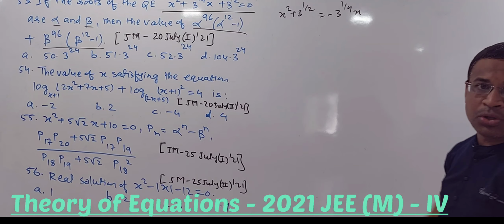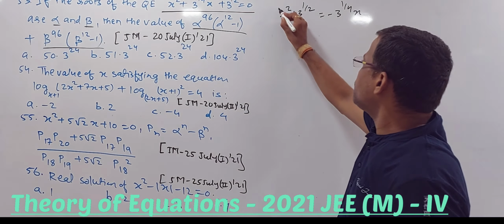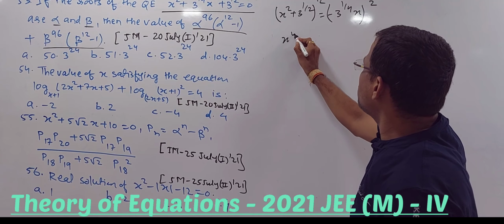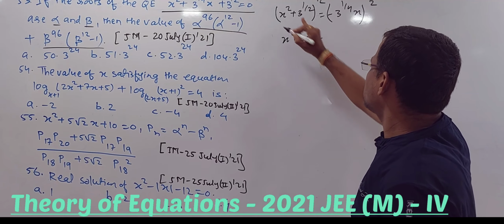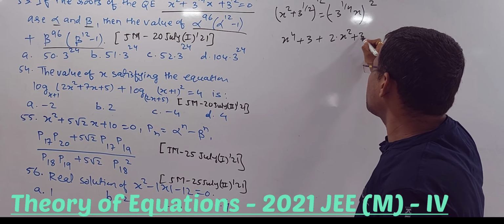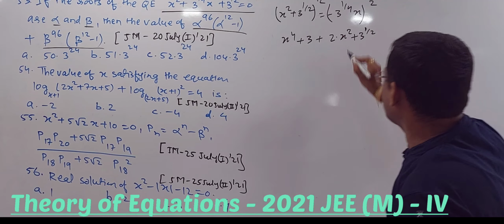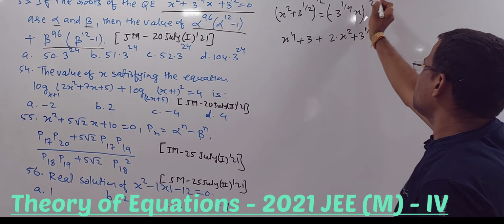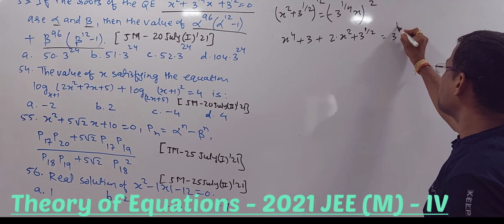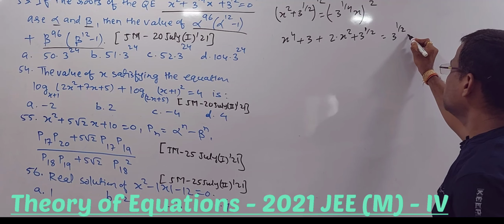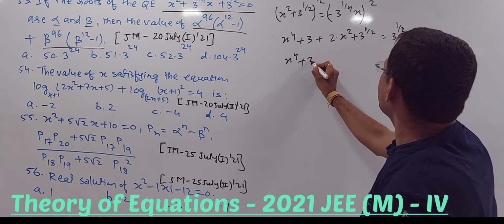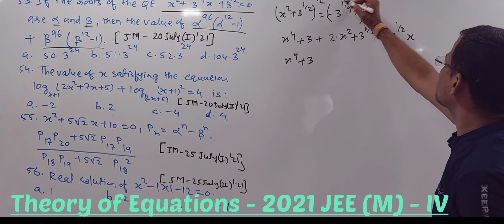It will be easier for me to square it now. So let me square this. When I square this, it will be x power 4 plus 3, and using the a plus b whole square identity, 2 times x square plus 3 power 1 by 2, that is twice ab. And here the negative square is positive, and 3 power 1 by 4 in the power will become 3 power 1 by 2 and x square.